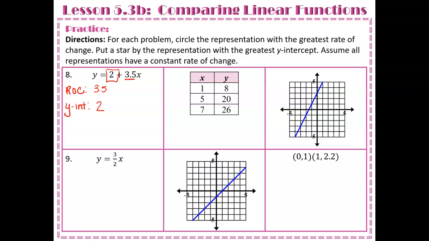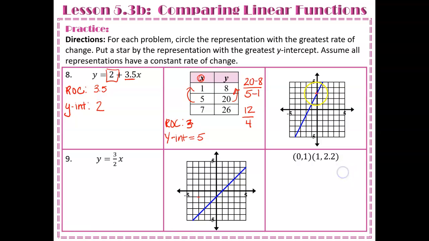On the table, you're going to find the rate of change by using the wine glass formula. So I have 20 minus 8 over 5 minus 1, which is 12 over 4. So my rate of change is 3. And my y-intercept, if my rate of change is 3, you're just going to count back. You want to be where x is 0. So we're going to count backwards. 8 minus 3 is 5. So my y-intercept is 5.